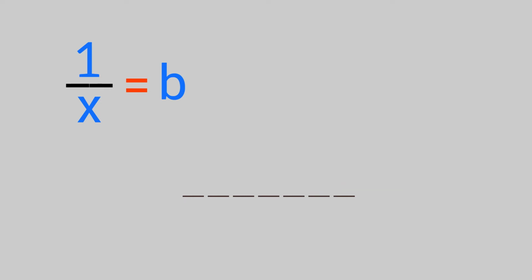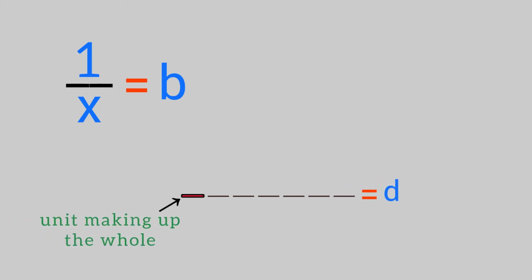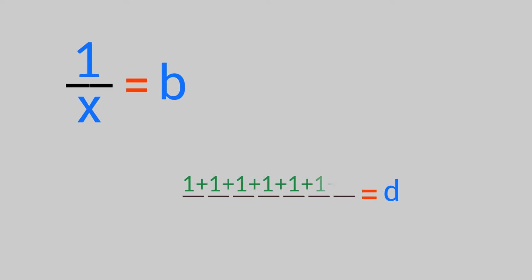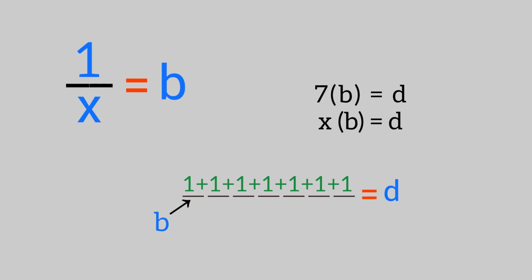Now, if we denote the whole line segment as d, and each tiny segment as a unit making up the whole, we can write 1 plus 1 plus 1 plus 1 plus 1 plus 1 plus 1 equals d. Here we see that each of the tiny segments is b, and there are 7 b's. So, we write 7 times b equals d. Since x is the total number of divisions on the line segment d, we can also write x times b equals d. And we can see that x times b is also equal to 1.